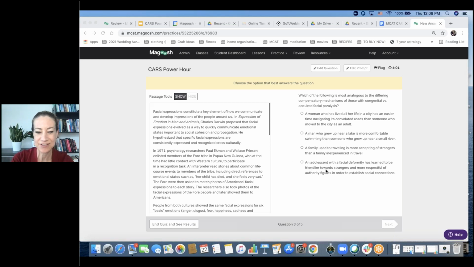There's also a little bit of extra stuff going on here, friendlier and also more respectful. That's two different descriptions. So that's another reason that it's not setting up a very clear comparison.